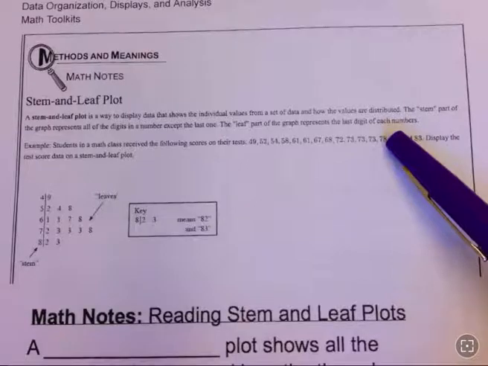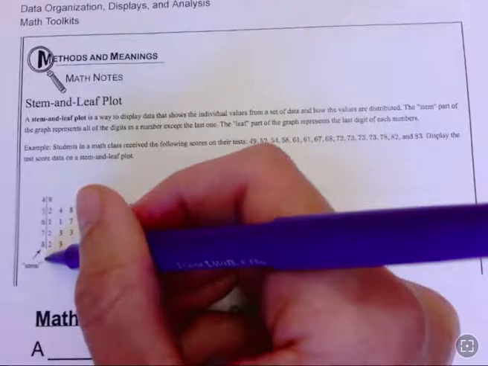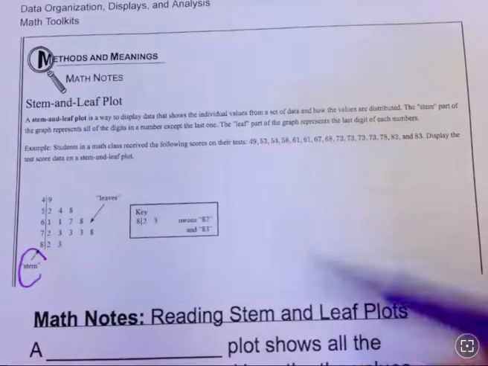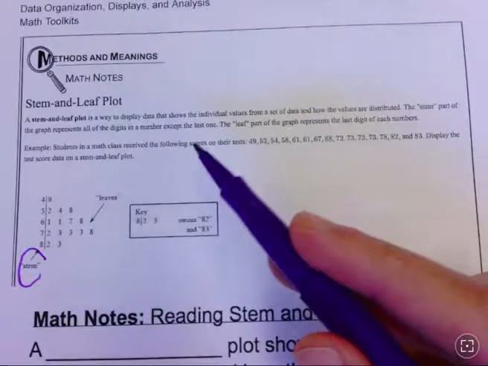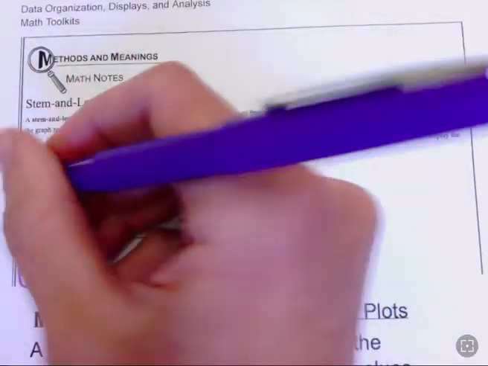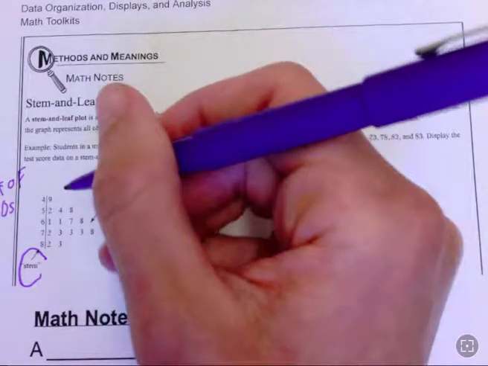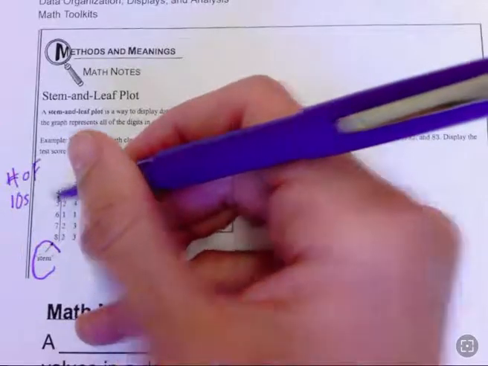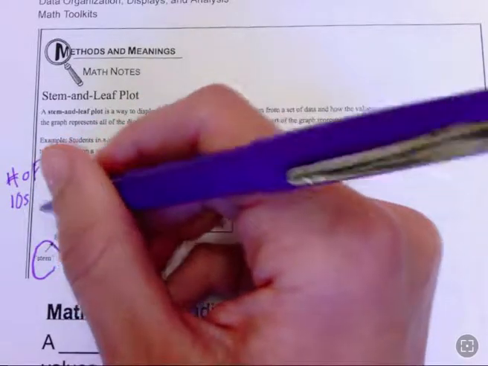The stem part of the graph represents all of the digits in a number except the last one. So this is our stem area, everything on the left side of this line. And it represents all of the digits in a number except the last one. Another way to say this is that it represents the number of tens. So if I had 49 as a piece of data, then the 4 represents the number of tens, which is the equivalent of 40. So we can think about this stem as the number of tens.